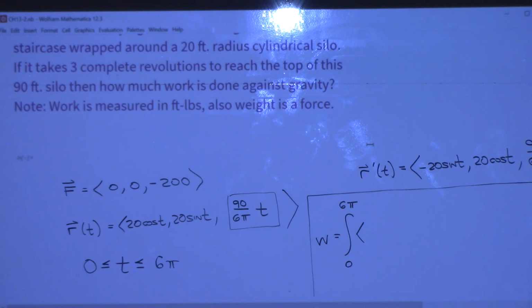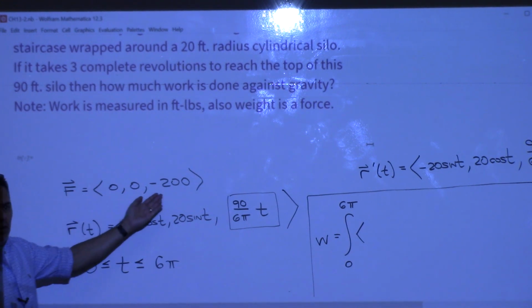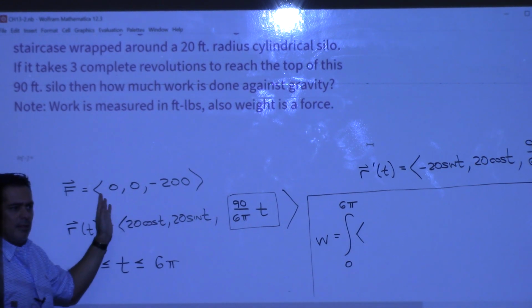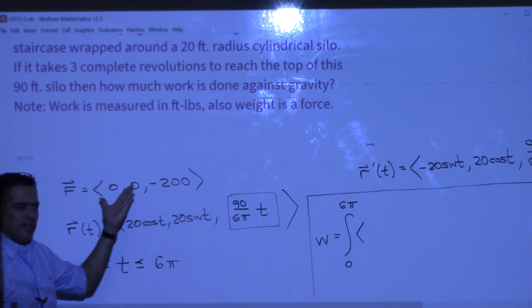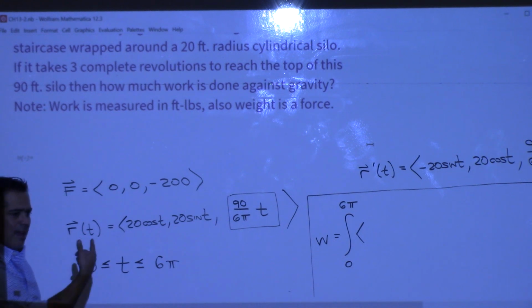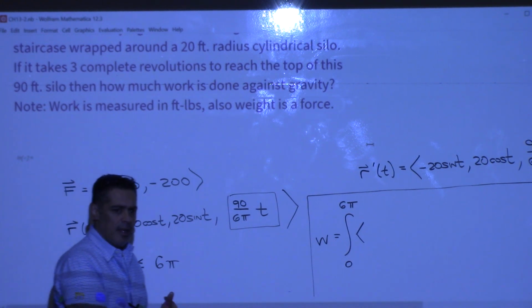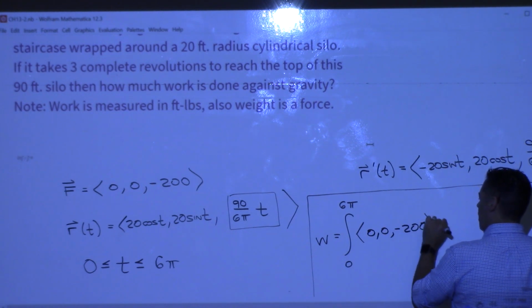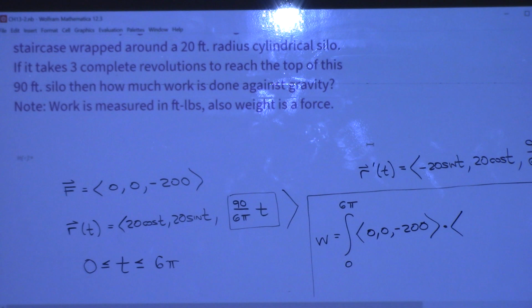On the curve. But my field contains no variables in it, does it? My field has no x's or y's or z's. It's like constant, constant, constant, which means that it's just that vector, 0, 0, negative 200. And I'm going to dot that with what? This right here, right? Negative 20 sine t. Do y'all see what's going to happen when I dot these?